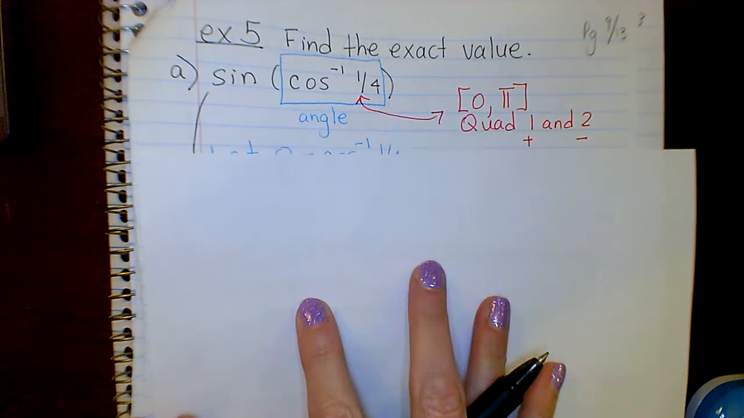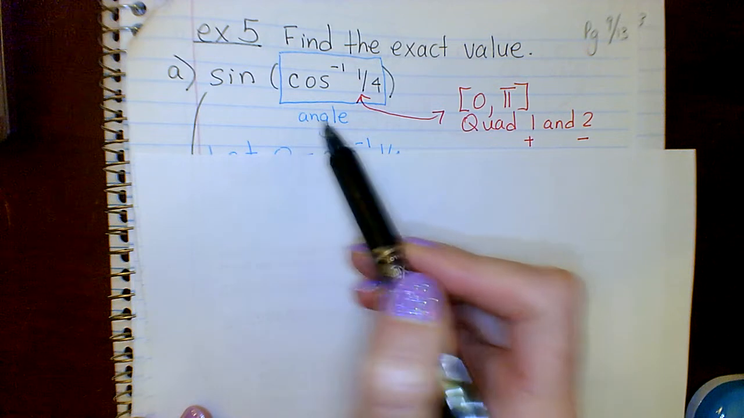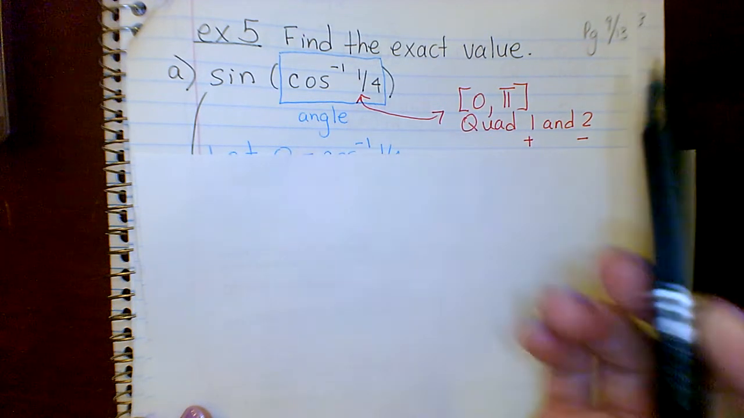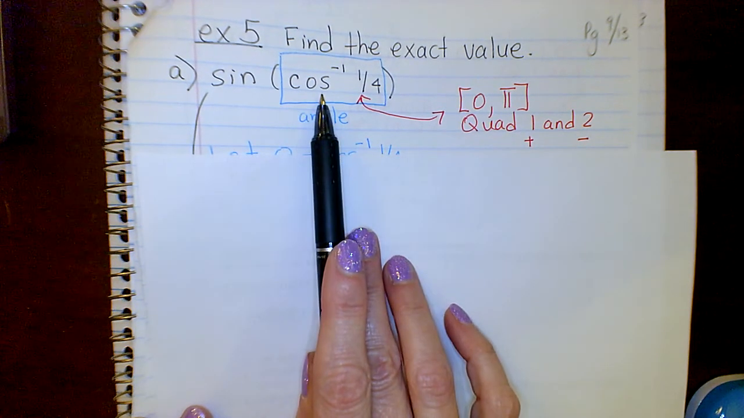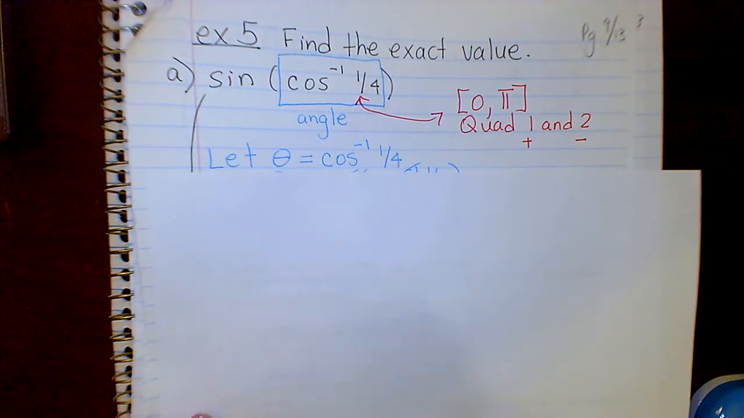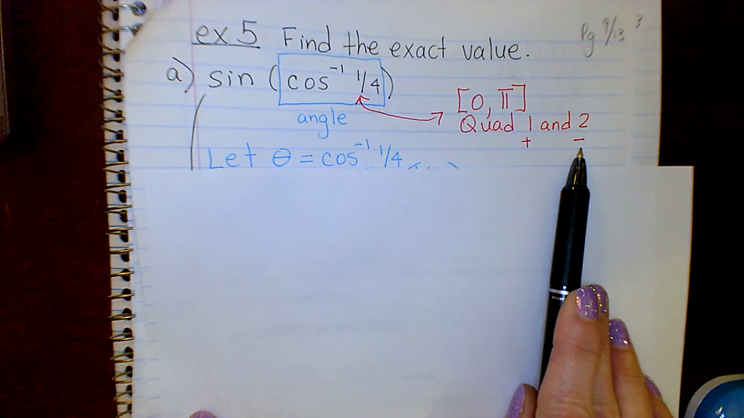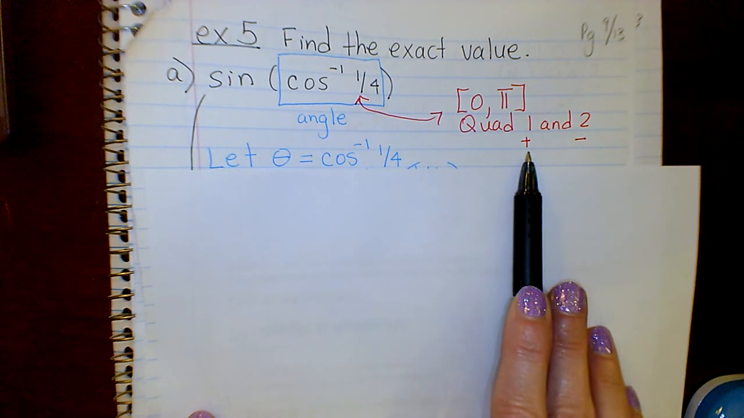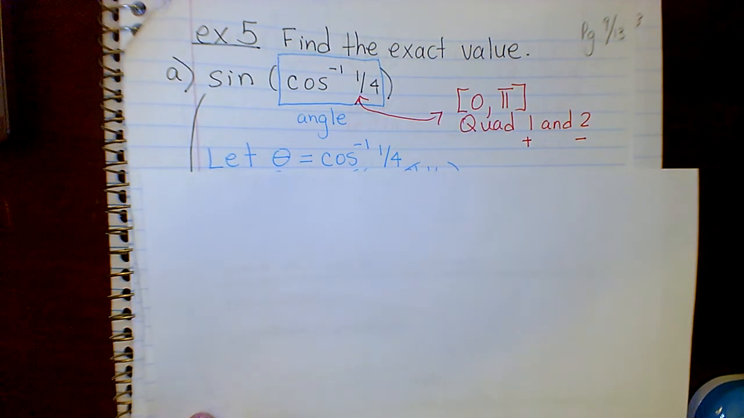All right, so here's what we got to do. Remember that the inverse trig function, the inverse is an angle, right? So keep that in mind. That's an angle. The inverse cosine here, its domain restriction is quadrants 1 and 2. It's 0 to pi. Quadrant 1, the cosine's positive. Quadrant 2, the cosine's negative. This is a positive 1/4, so it's going to be in quadrant 1. Okay, so that's just kind of a little side note. That's why I did that in red.